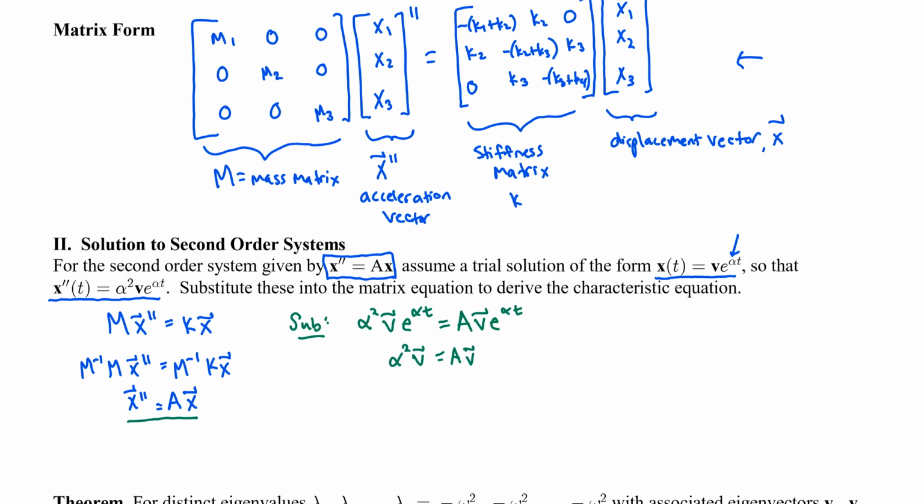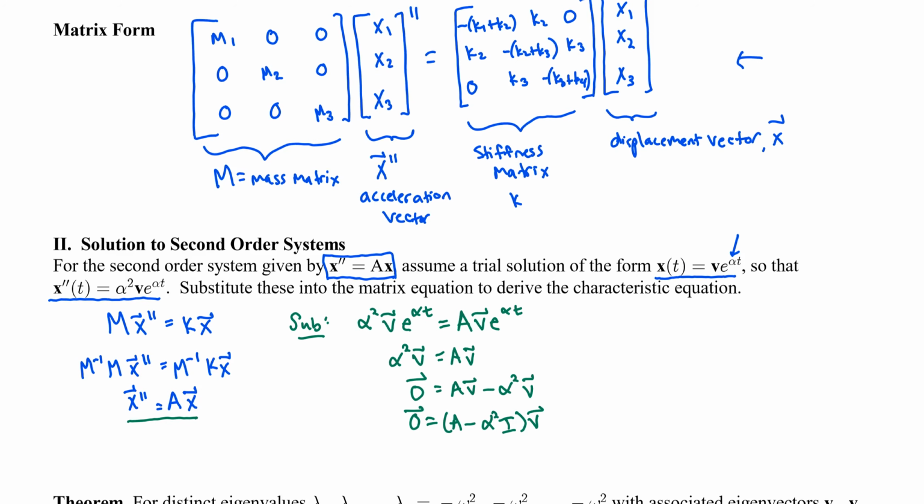Let's subtract the vector alpha squared v from both sides. When we do, that's going to leave behind the 0 vector, not just 0, but a 0 vector. This is equal to Av minus alpha squared v. Being careful to factor, preserving the order of multiplication of those matrices, we're going to factor out the eigenvector v. Notice here I'm going to put a placeholder identity matrix there.